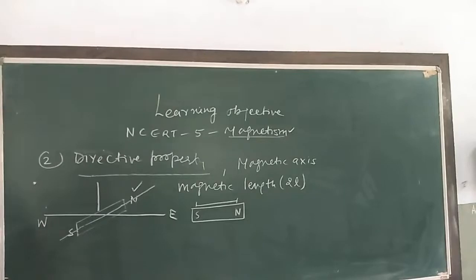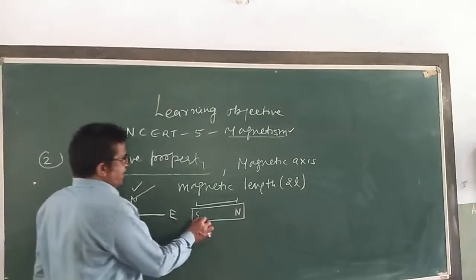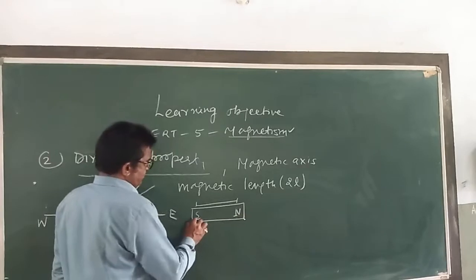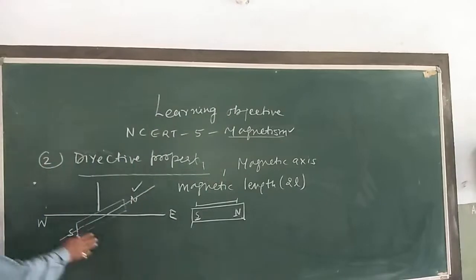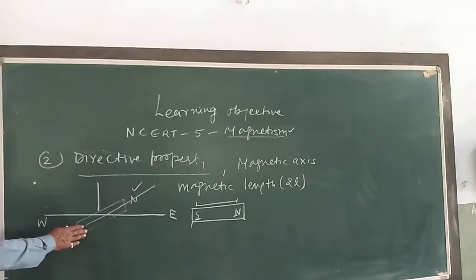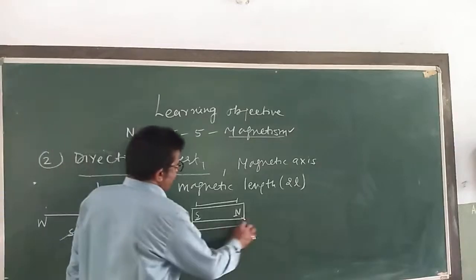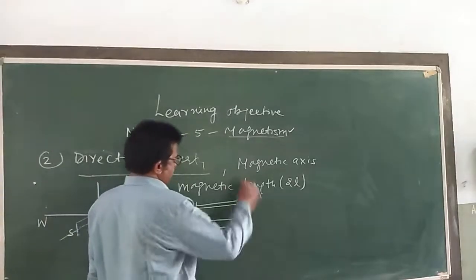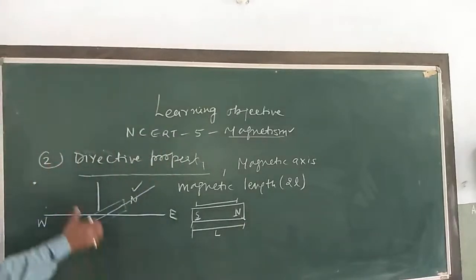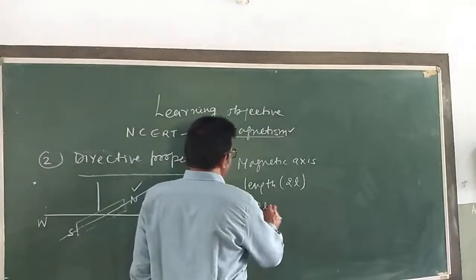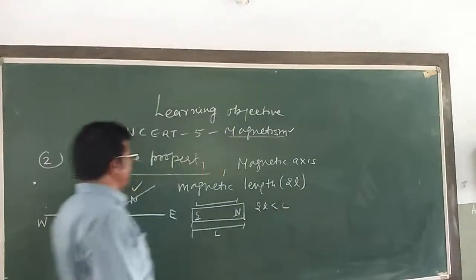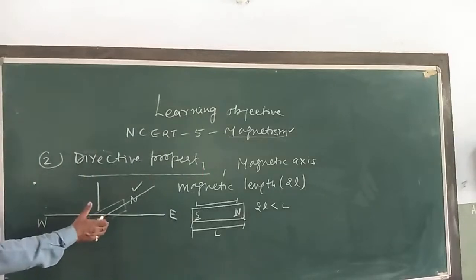As poles are not exactly at the ends, poles are here, not here. As the poles are not exactly at the ends of the magnet, the effective length is lesser than the actual length. Say the actual length is capital L. So I can say 2L is less than capital L, the effective length is lesser.